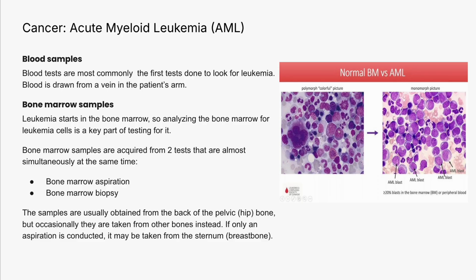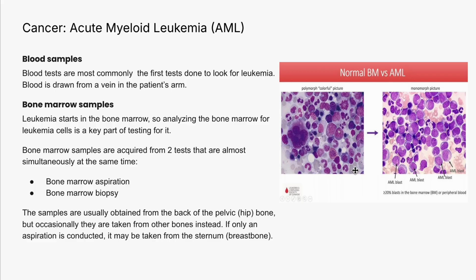Bone marrow samples are acquired from two tests that are almost conducted simultaneously: bone marrow aspiration and bone marrow biopsy, like I've discussed in my previous ALL slide. Because AML and ALL are fairly similar, they also share a lot of similar testing methods for diagnosis, and the samples are usually obtained from the back of the pelvic hip bone, but occasionally they are taken from other bone instead. However, if only an aspiration is conducted, it may be taken from the sternum, which is the breastbone.